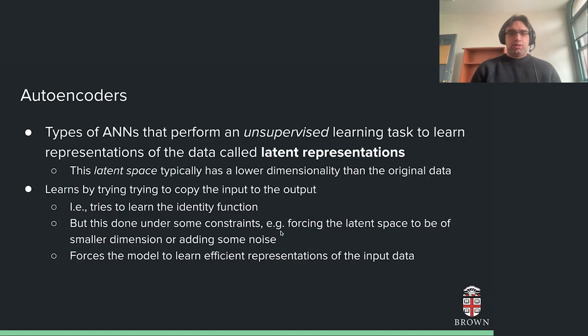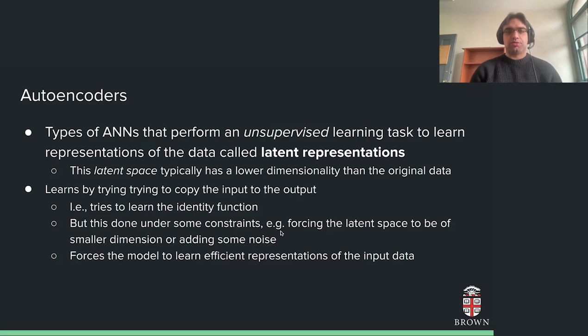So this latent space that the neural network learns typically has a lower dimensionality than the original data. And because it's lower dimensionality, we can get data compression. How does it actually learn? It learns by trying to copy the input to the output. In other words, it tries to learn the identity function. Hopefully everyone is familiar with what the identity is.